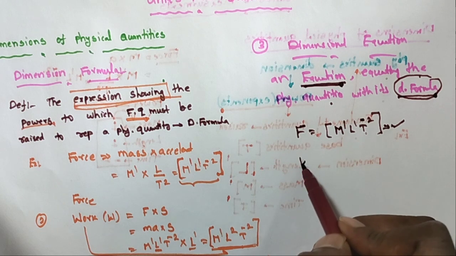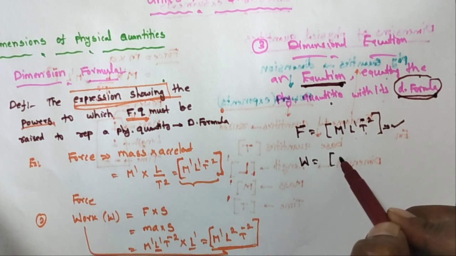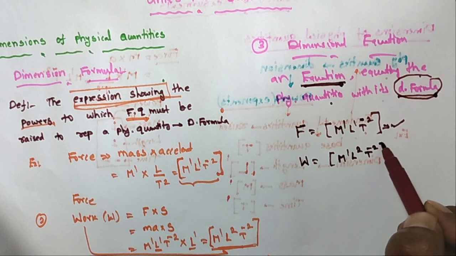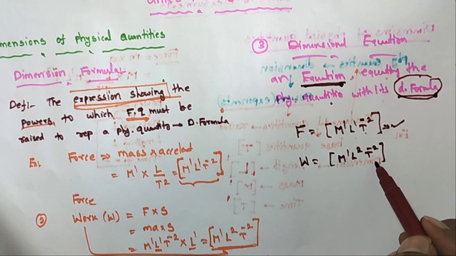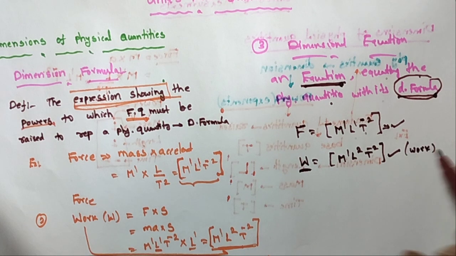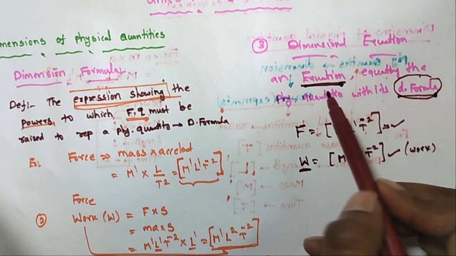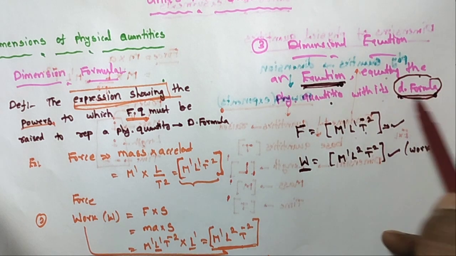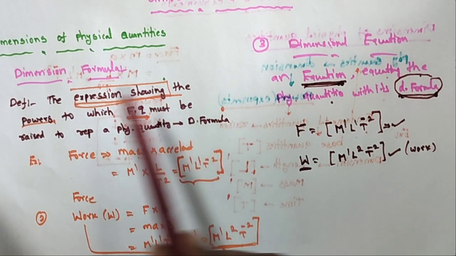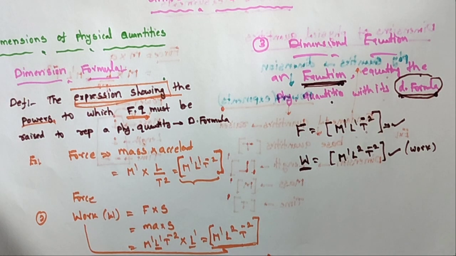So let us take work. W is equal to, second example. So what is the equation? Let us take M1 L square T power minus 2. So this is the dimensional equation of the work. What is the meaning of the dimensional equation? The dimensional equation is one equation that shows the dimensional formula. So this is about dimensions, dimensional formula and dimensional equation.